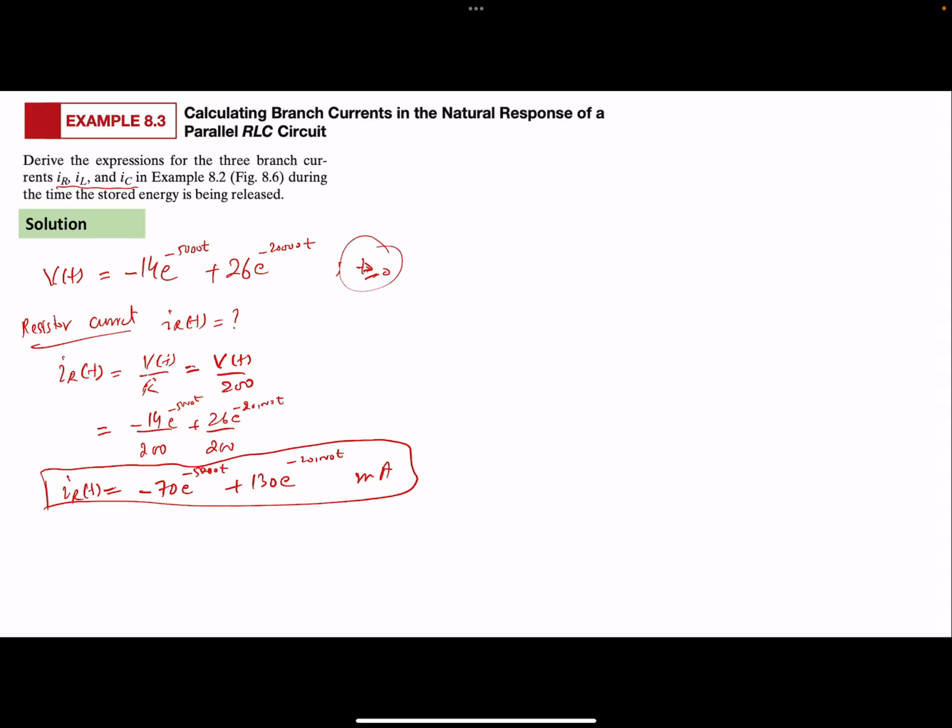Let's find the value of the capacitor current. The value of the capacitor current again is going to come out to be C dV by dt.